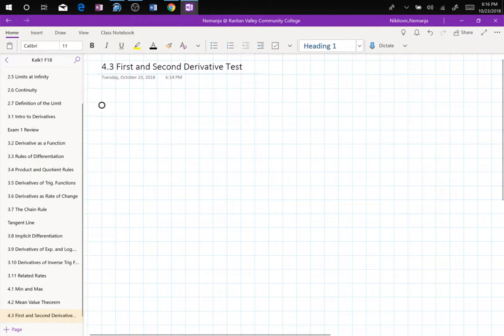Now, in the textbook the title is "What Derivative Tells Us," which is kind of a funny title, so I kind of stay away from it. So 4.3.